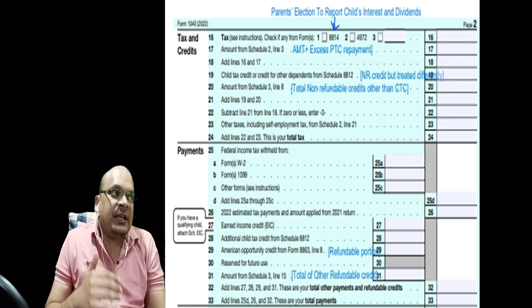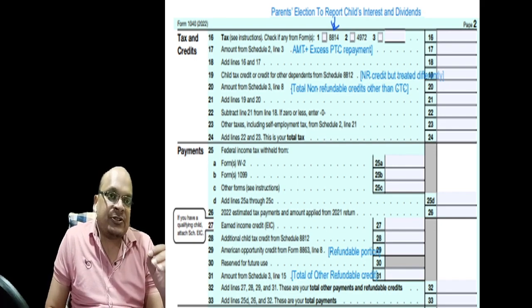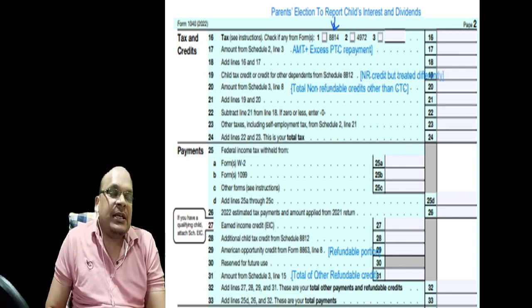And then what you get at line number 19. Line 18 is simple total of line number 16 and 17. Line 19 talks about child tax credit. It's a special type of non-refundable credit. And then line number 20 talks about the other non-refundable credits as mentioned in Schedule 3.